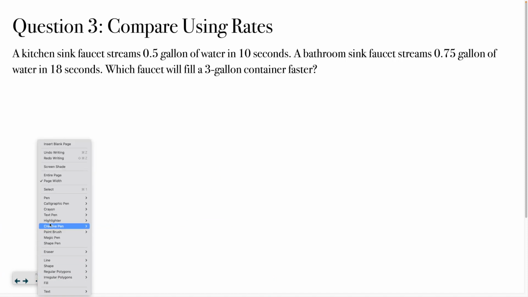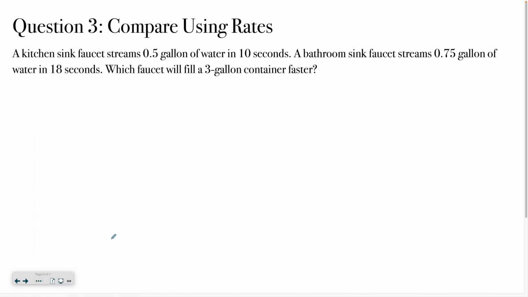Now this one is going to be really similar. We have a kitchen sink faucet that streams 0.5 gallon of water in 10 seconds. A bathroom sink faucet streams 0.75 gallon of water in 18 seconds. Which faucet will fill a 3-gallon container faster? This one you're not looking for when they will be equal. You're looking for which one will fill this amount of water faster. So make your tables, do that same process that I did on that last slide and see what you get. Good luck.